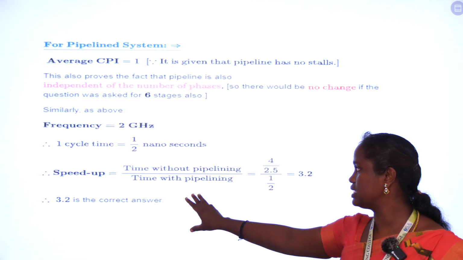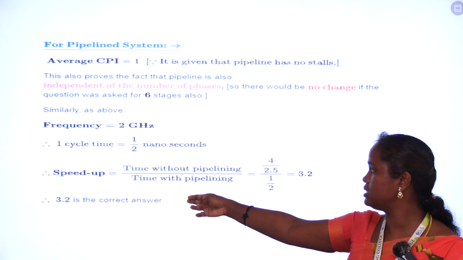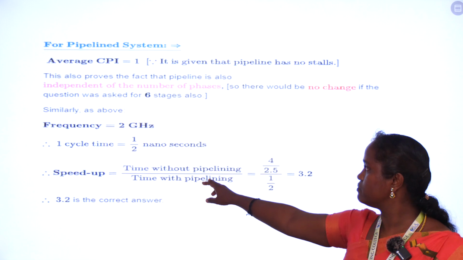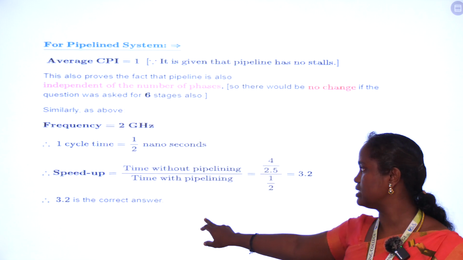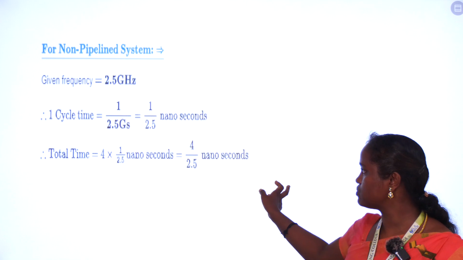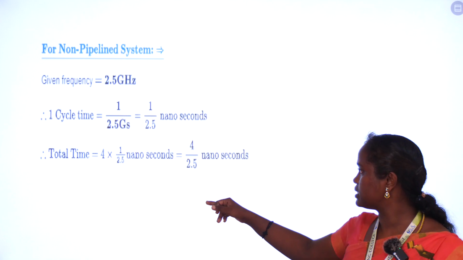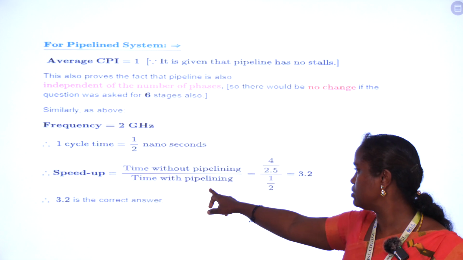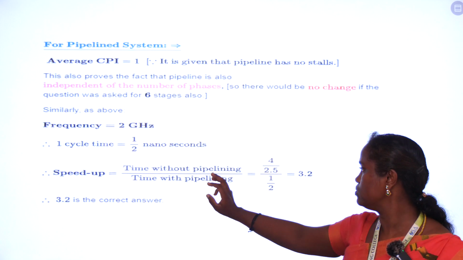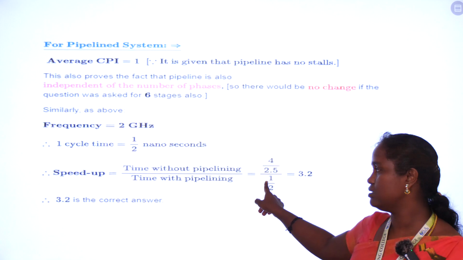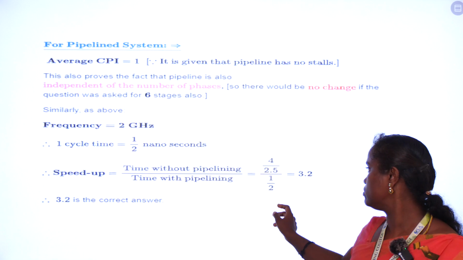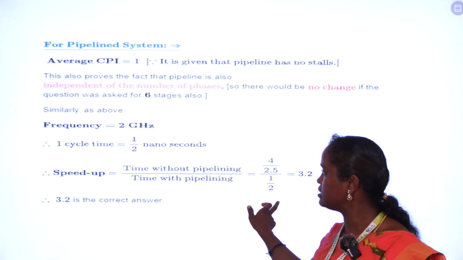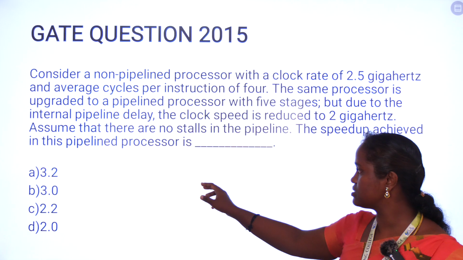We have seen this formula already. To calculate the speedup, first we calculate the time without pipelining, and we have already found the time with pipelining. In the previous step we found the answer for the non-pipelining system, so we substitute it here: 4 by 2.5 divided by 1 by 2, the time with pipelining. After cancelling, what answer do we get? 3.2. So the correct answer is 3.2.